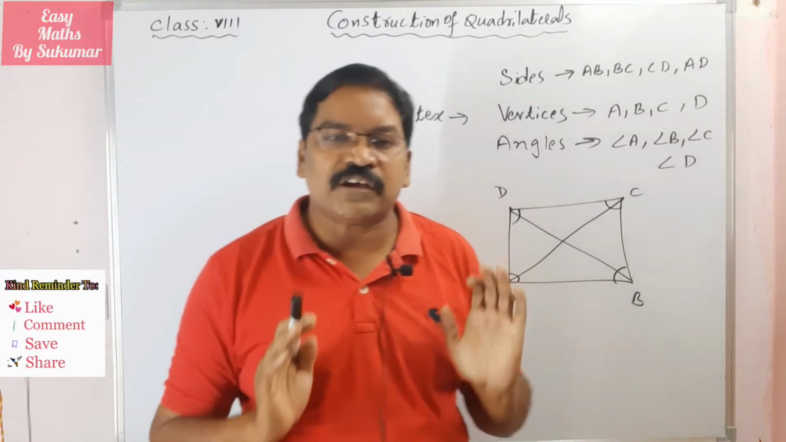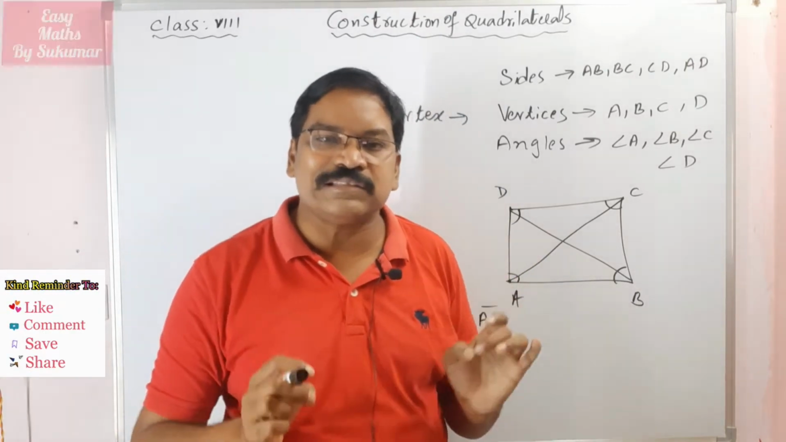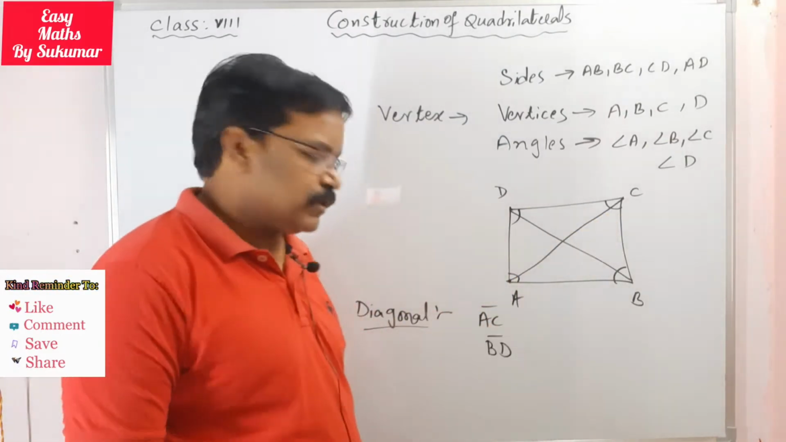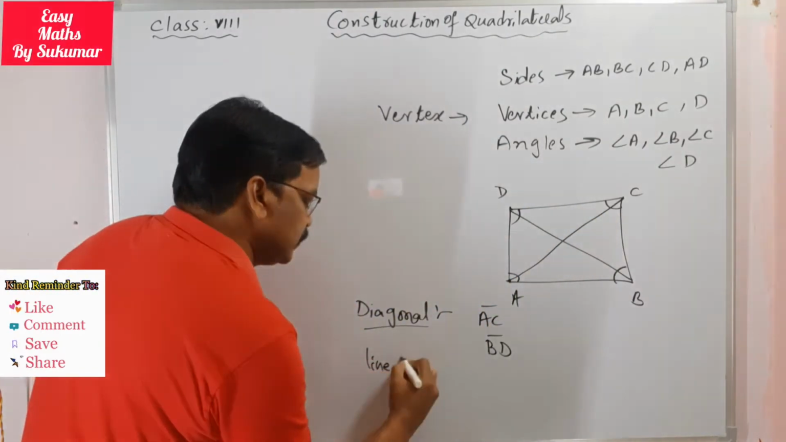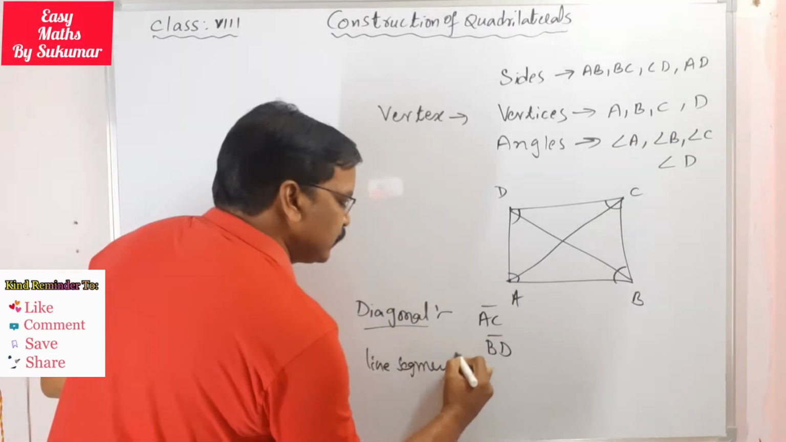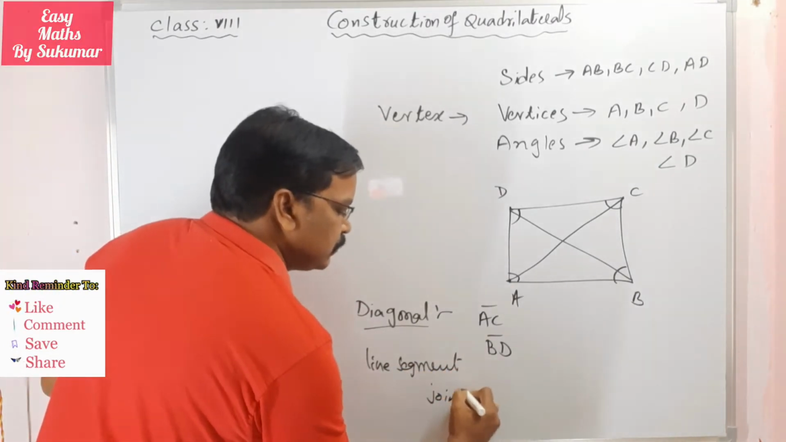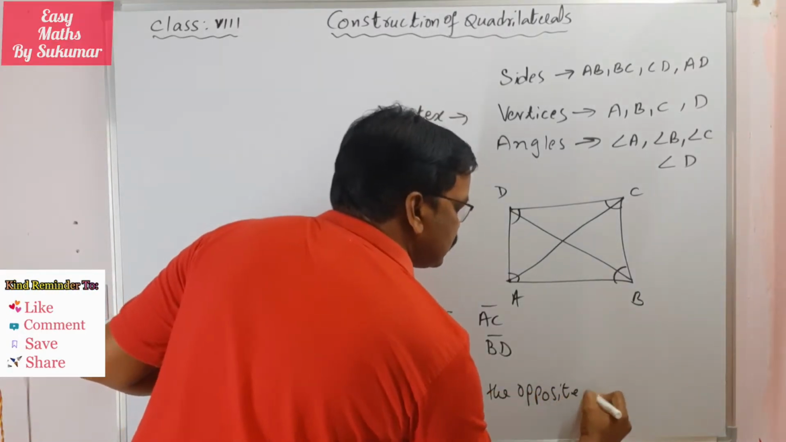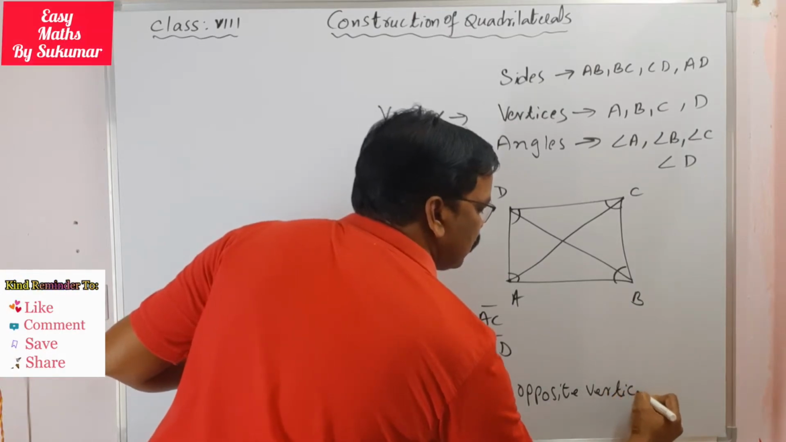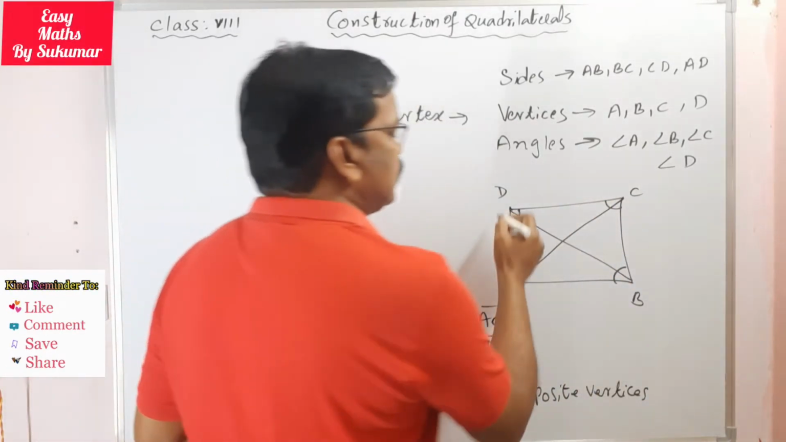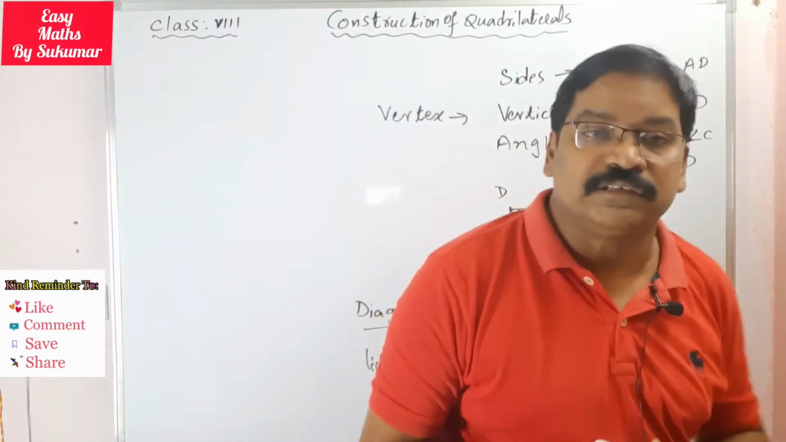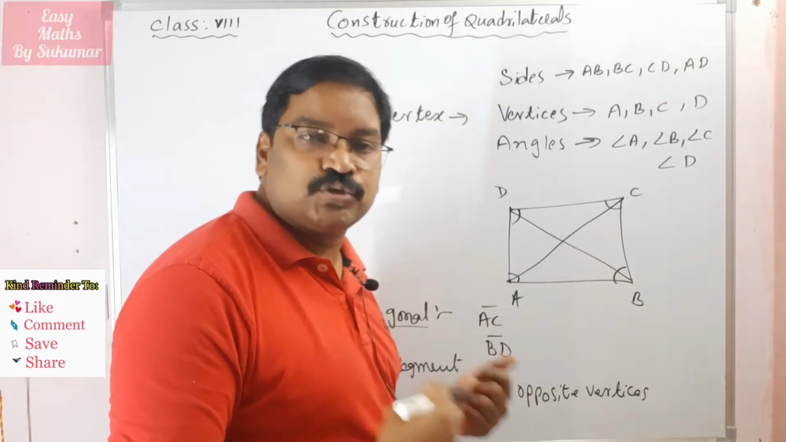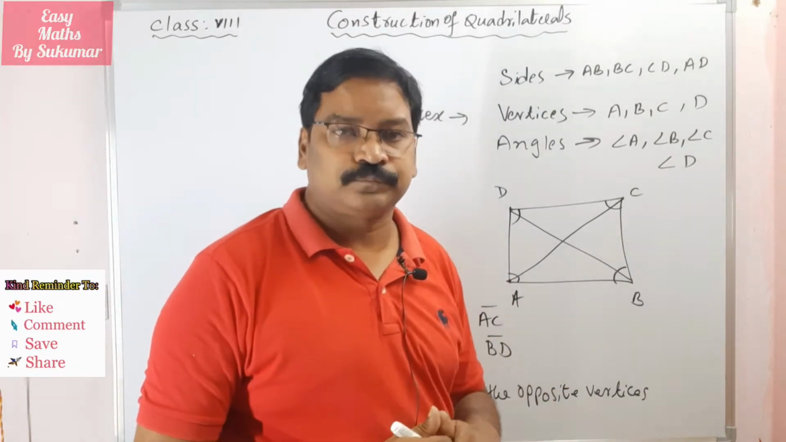So what is a diagonal? Diagonal means it's a line segment joining the opposite vertices. So you will notice here two diagonals. They are AC and BD. AC and BD are the two diagonals of this quadrilateral.